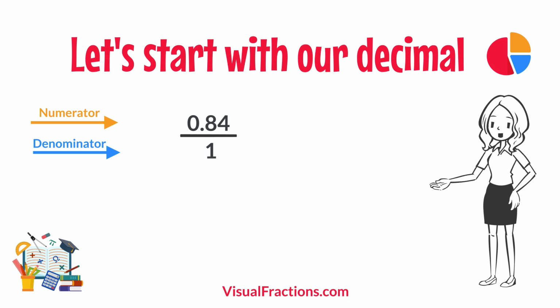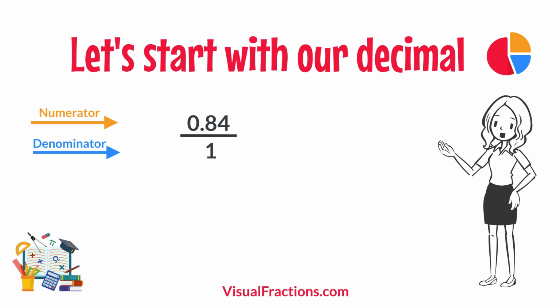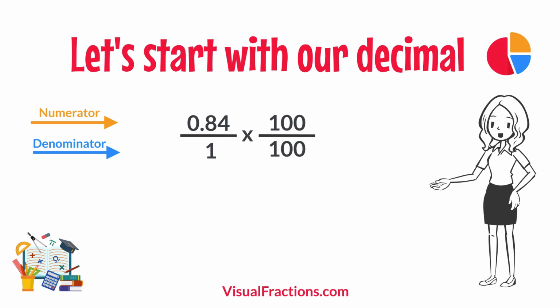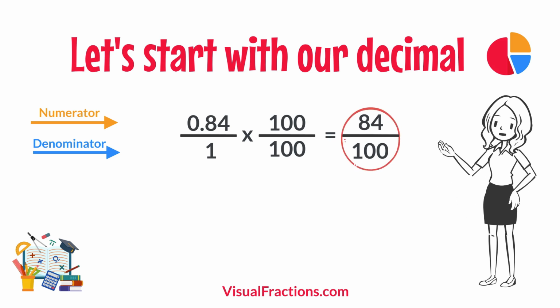This sets up the conversion process where we multiply both the numerator, the decimal, and the denominator, 1, by 100 because there are two decimal places. So, 0.84 times 100 gives us 84, and 1 times 100 gives us 100. This translates 0.84 to the fraction 84 over 100.